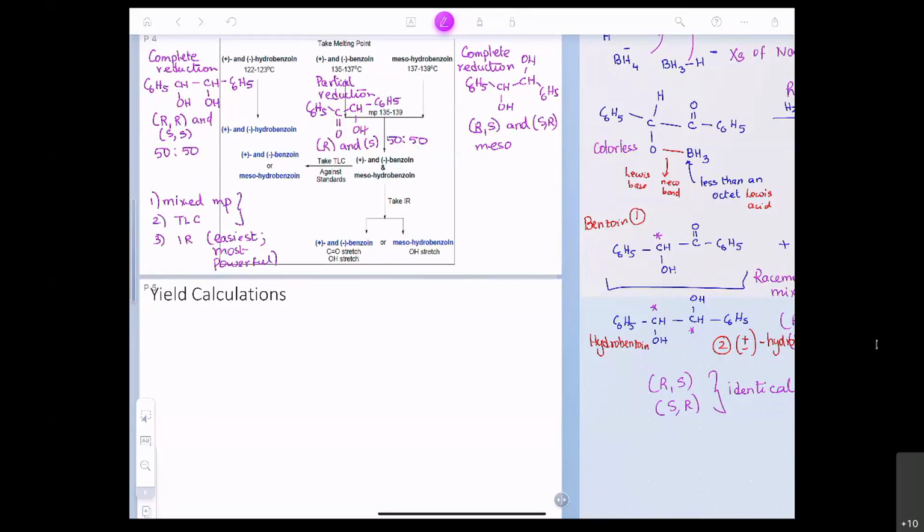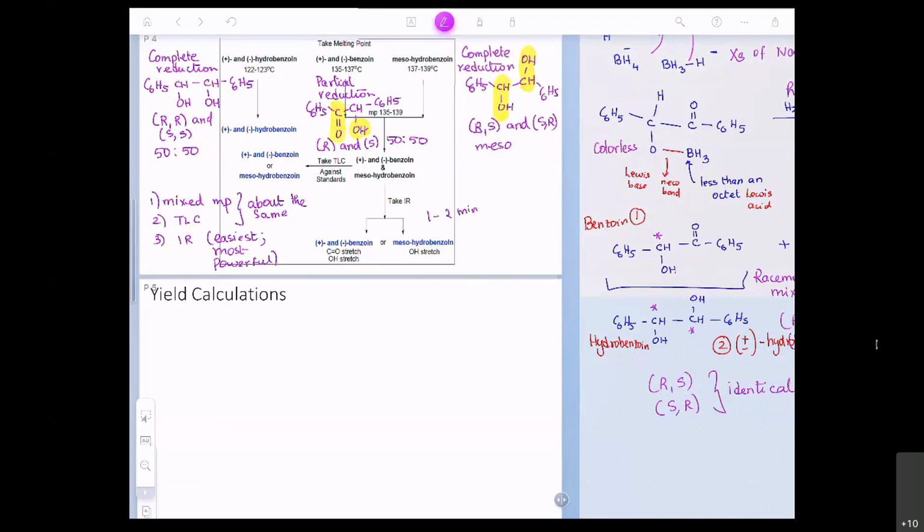These two, I would say, are about the same level of difficulty. In terms of technical difficulty, mixed melting point and TLC are about the same. IR is the easiest. If it's benzoin, it's a partial reduction, so you should see a stretch for the carbonyl and the hydroxyl. If it's a complete reduction, you should not see any stretch for the carbonyl. So this would be the easiest. It would take 1 to 2 minutes for you to confirm which one is your product.